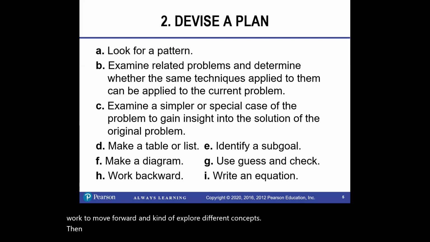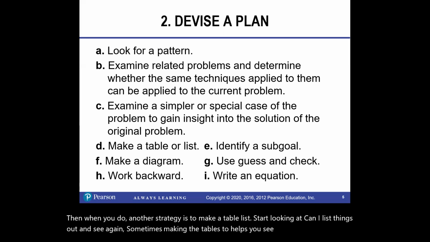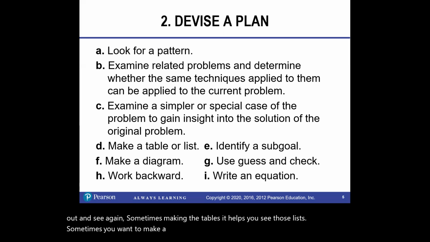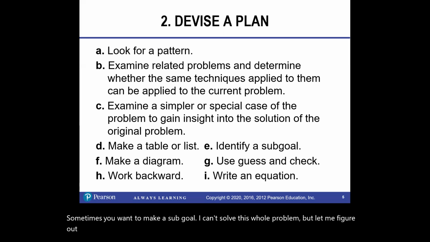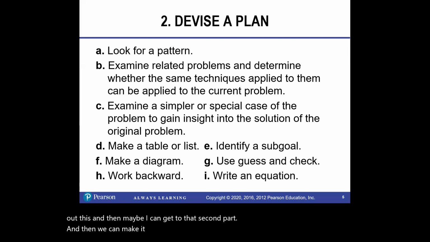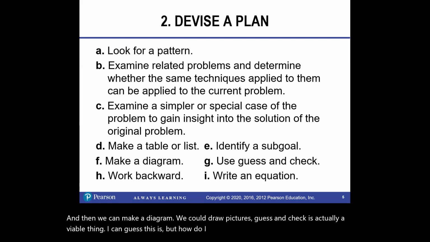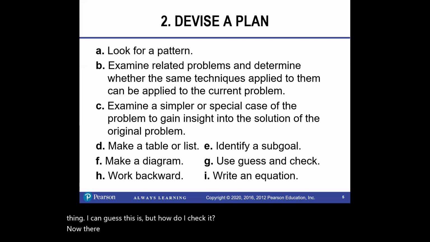Another strategy is to make a table or list. Start looking at, can I list things out and see a path? Again, sometimes making tables helps you see those patterns. Sometimes you want to make a subgoal. I can't solve this whole problem, but let me figure out this, and then maybe I can get to that second part. And then we can make a diagram, we can draw pictures. Guess and check is actually a viable thing. I can guess this, but how do I check it? Now, there are pros and cons to all of these. Working backwards, writing an equation. You don't have to write an equation for every problem.